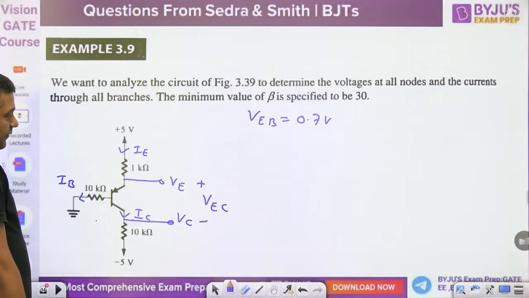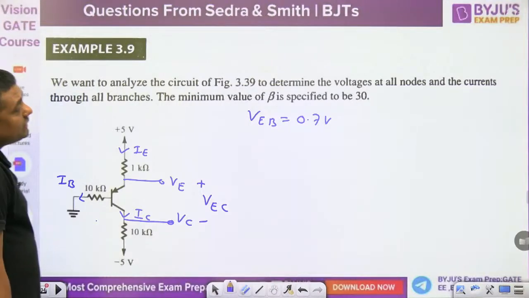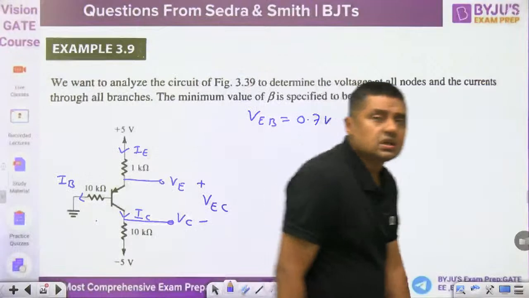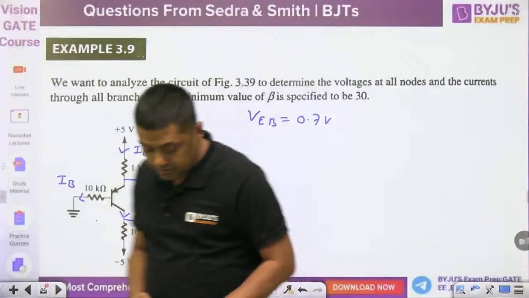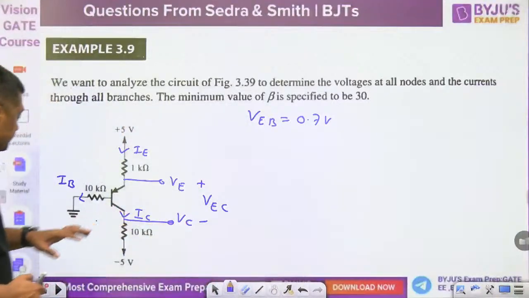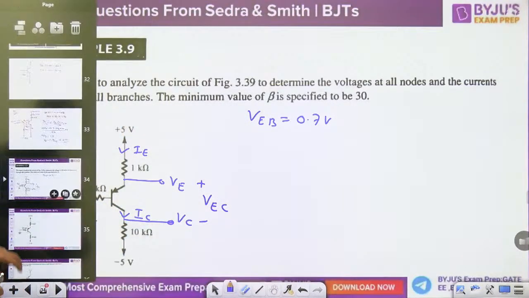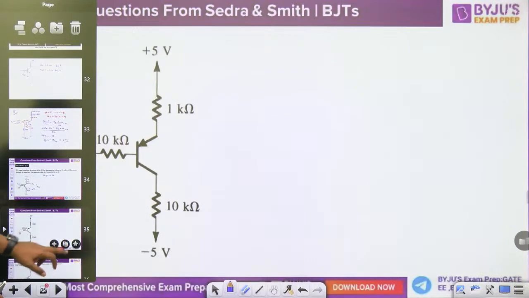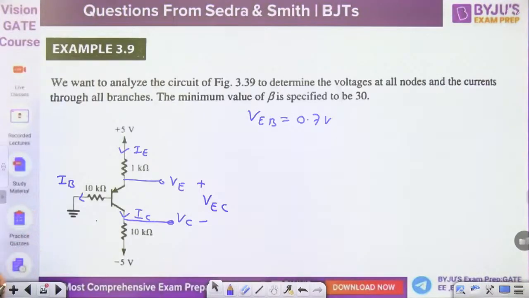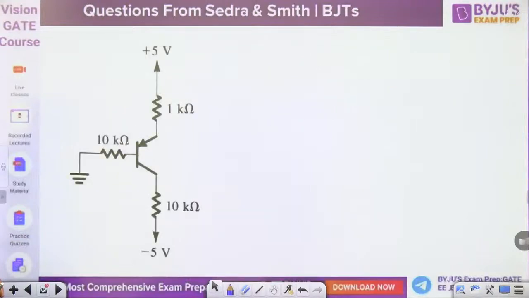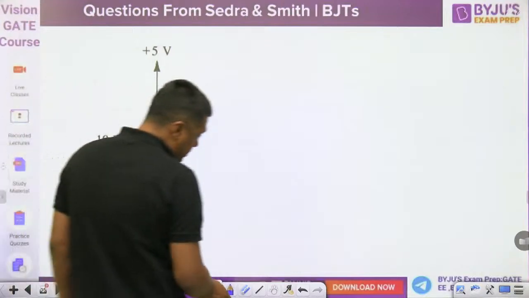Now, if you have the value, beta is given, then how can we say whether it is in cutoff, or in saturation, or in the active region? In this type of question, you can start with this. What is the beta? A very low value, only 30 is given. So we can assume that this is in the active region. But it is not in cutoff.